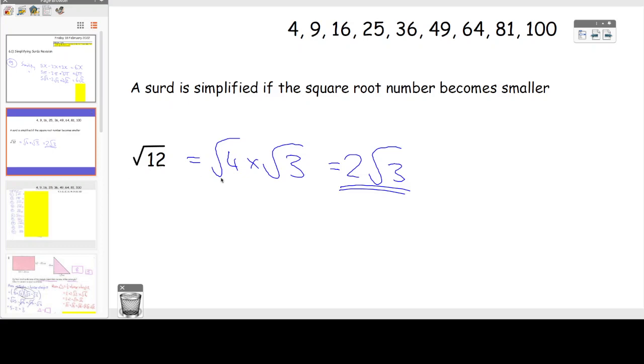So we basically put each of the numbers underneath its own square roots. And because 4 is a square number, we can work out its square root, which is 2. So the square root of 4 is replaced with 2. So we get 2 lots of root 3 as our simplified surd.